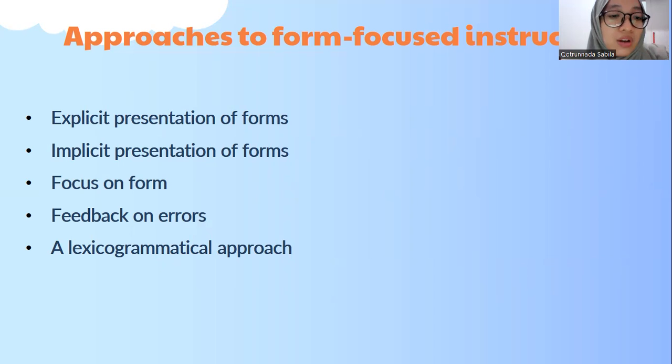And then feedback on error. It is desirable to employ a variety of feedback options such as recasting, self-correction, and metalinguistic explanation. And then a lexicogrammatical approach. The term lexicogrammar, originally coined by Michael A. K. Halliday, represents a view that lexis and grammar are two inherently connected parts of a single entity and should not be treated separately.